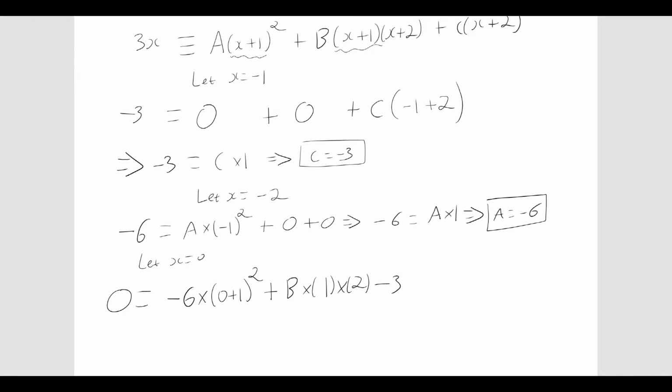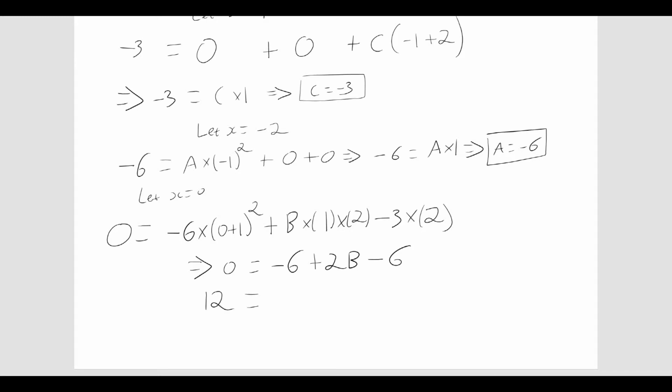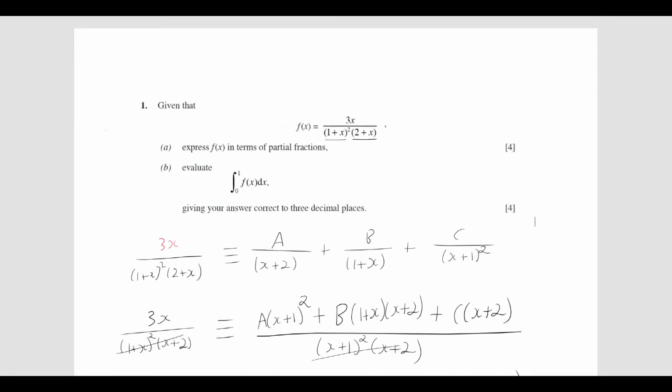So minus 3 times, and I'm letting x be 0, so instead of x plus 2, I have 0 plus 2, which is just 2. So that means that 0 is equal to minus 6 plus 2b minus 6. Solving this very simple equation, I'm going to add 6 to both sides twice, so effectively add 12 to both sides, giving me 2b, which means that b is equal to 12 divided by 2, dividing both sides by 2, to give me 6. So now I have all 3 of my constant terms. And let me just spare me while I get a new page.